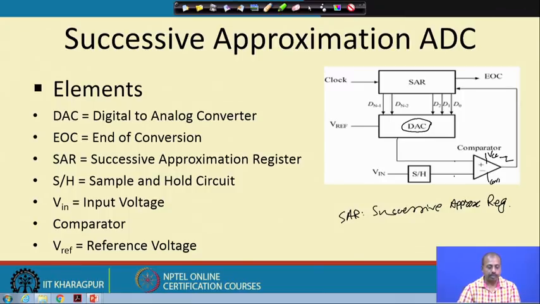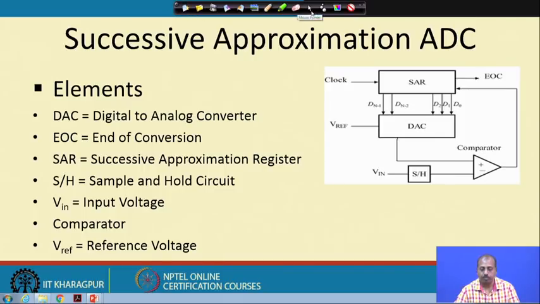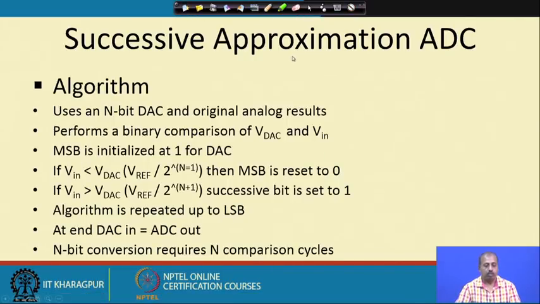Okay, so that is the, and VREF is the reference voltage. So how does it operate? So, let us try to understand.